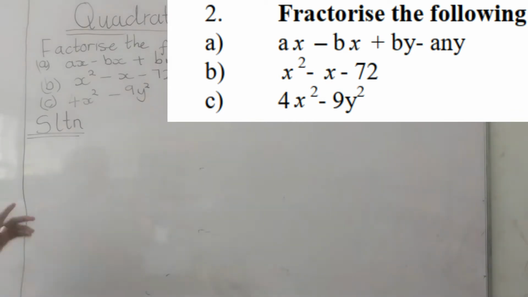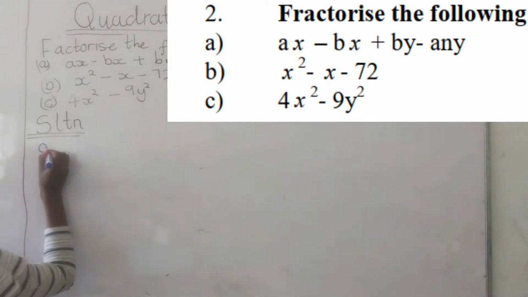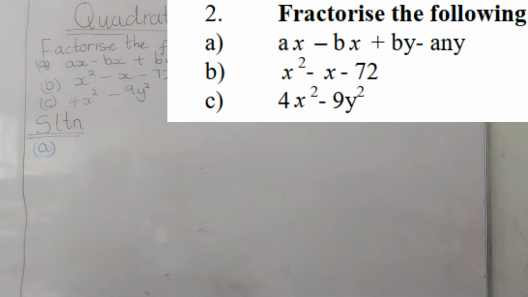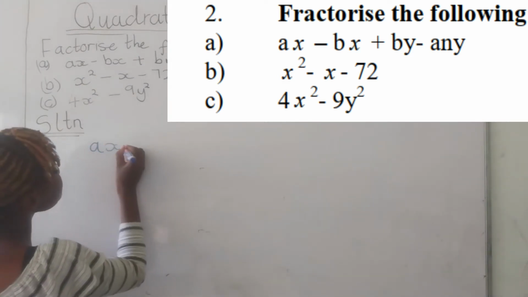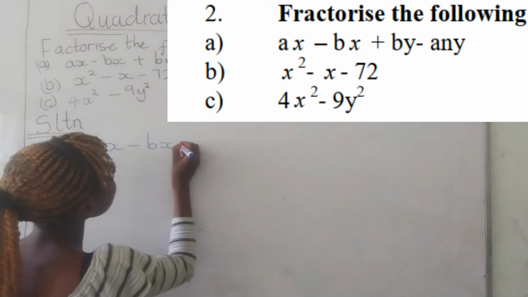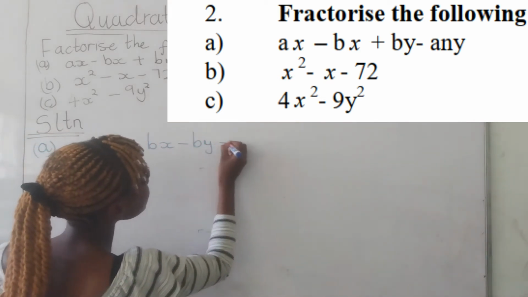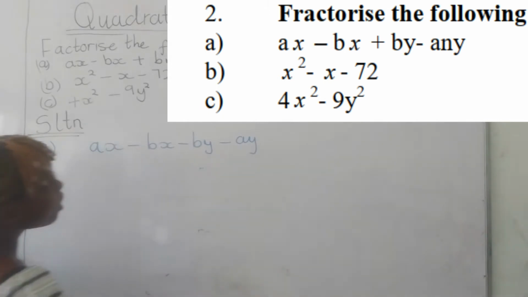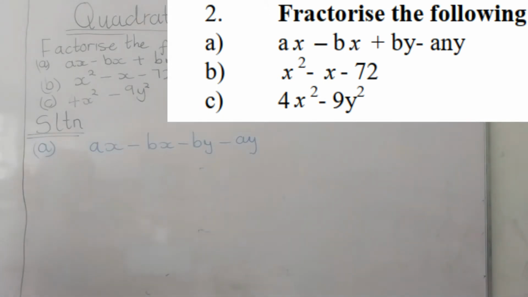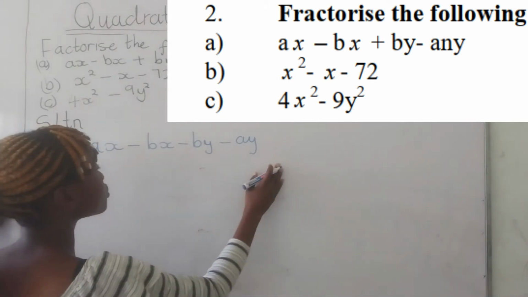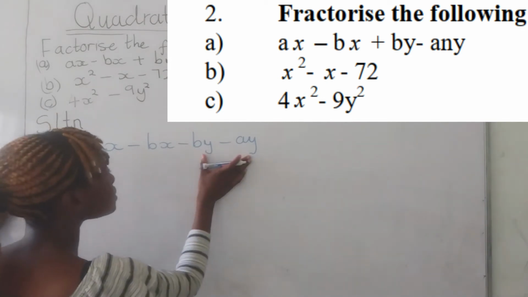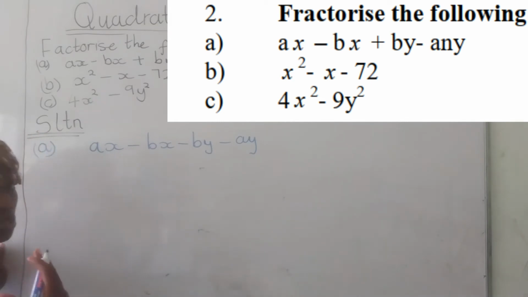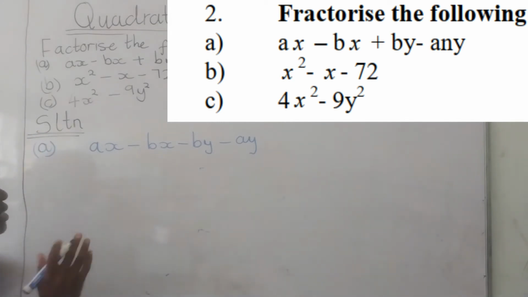We're going to say for the first part, the question reads, factorize the following. So we have ax minus bx minus by minus ay. As you can see, these are already grouped. Like we have the x's, we have the y's. That's what it means to be grouped, to put like terms together.